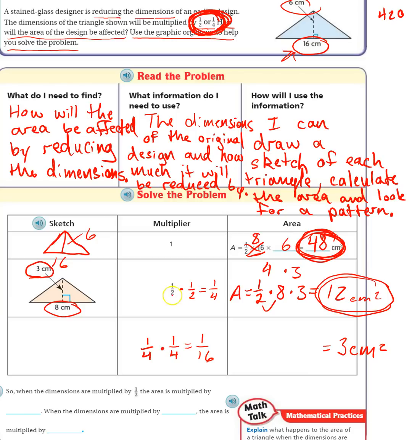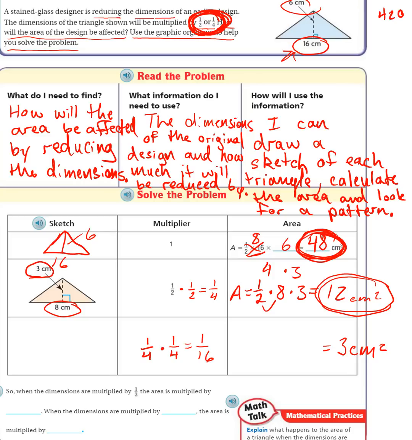So on this page, 1/2 times 1/2 got 1/4. So 1/4 of 48 was 12. And I think we can do the same thing here, since we're looking for 1/4. If we do 1/4 times 1/4, we get 1/16, and 1/16 of 48 is 3. Let's see if I'm right.